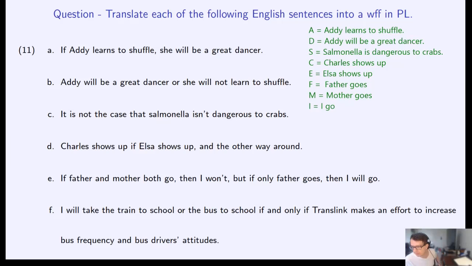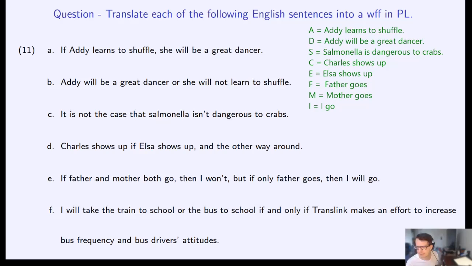So first thing, all of the keys are positive. Although some of them have negations in them on the screen, the negations are not included in the keys. So if you just underline them and gave them letters, that's fine too. If you use different letters, that's fine. I just use the letters that make sense to me. Okay, so the first one, if Addie learns to shuffle, she will be a great dancer.